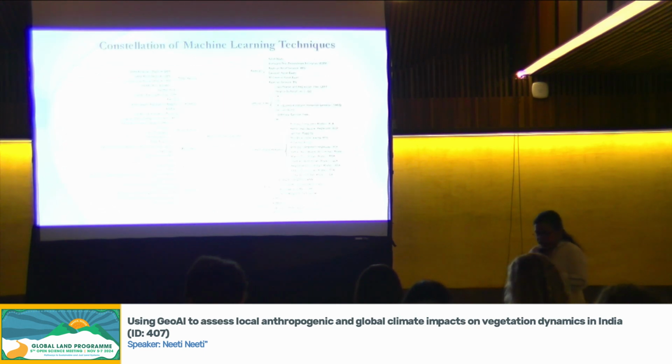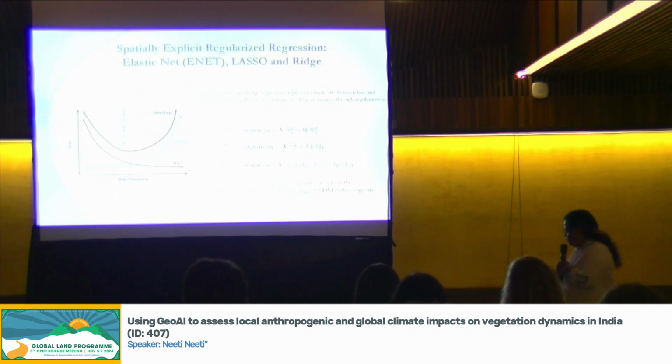And then comes the GeoAI. So here is the AI constellation, and we can see that there are a number of techniques which have come up over the years. Here we are using lasso, ridge, and elastic net regularization regression approach. The idea was, if we can describe the variability in NDVI, can we see which are the drivers which are responsible.